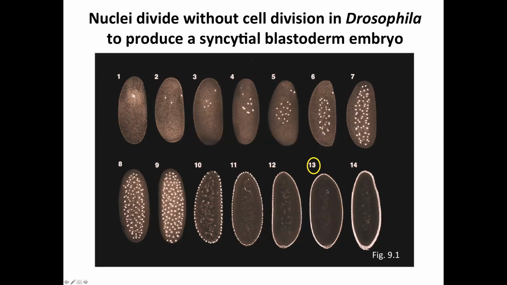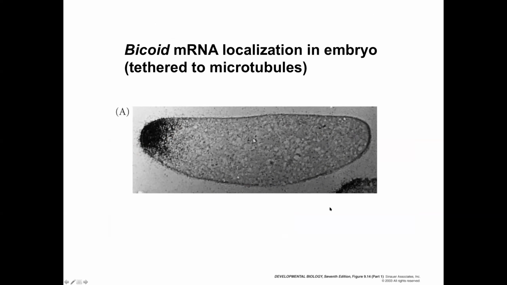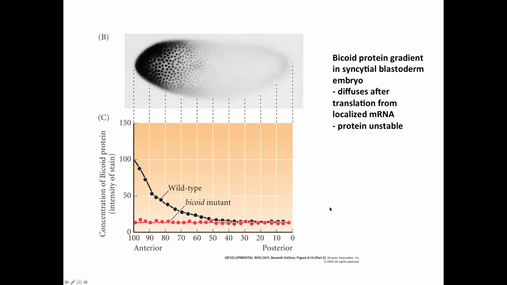So these are very early events that are setting up even before the cellularization has happened. So diffusion, like what we talked about last class, is relatively easier here because the cell membranes haven't developed.